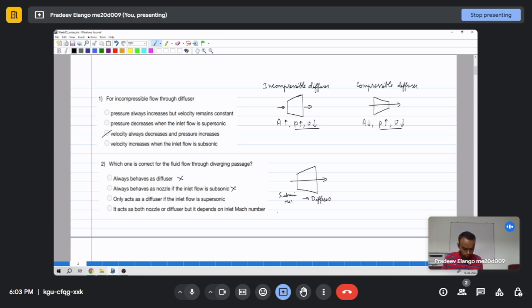Next is "only acts as a diffuser if the inlet flow is supersonic." If the inlet is supersonic, that is Mach number greater than 1, then it actually acts as a nozzle, that is, velocity increases at the expense of pressure and energy. So the third option is false. And the fourth one is that it acts as both nozzle and diffuser depending upon the inlet Mach number. That is correct. If the inlet Mach number is less than 1, then this diverging section acts as a diffuser. And if the Mach number is greater than 1, then this diverging section acts as a nozzle.